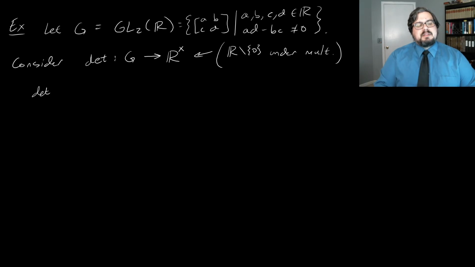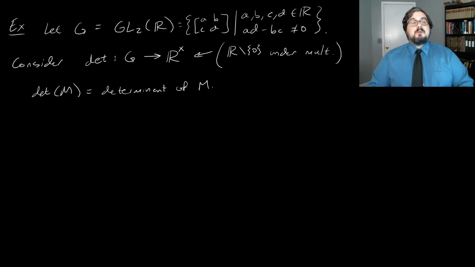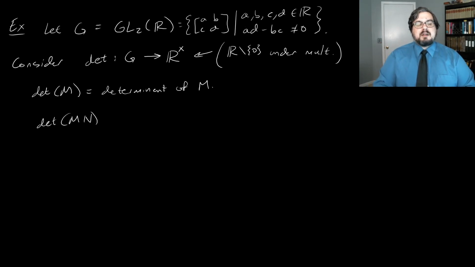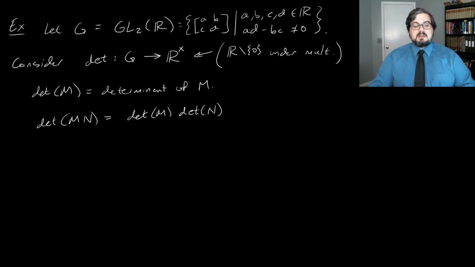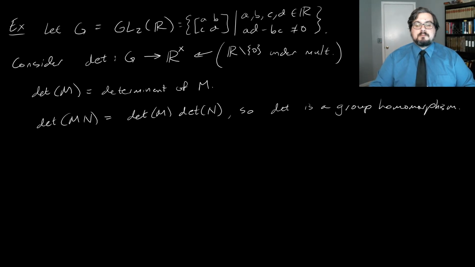Where det of m is the determinant of m. Now we know from linear algebra that the determinant of a product of matrices is equal to the product of the determinants of each one. And that means that the function determinant is a group homomorphism. And we can look at the image of determinant.